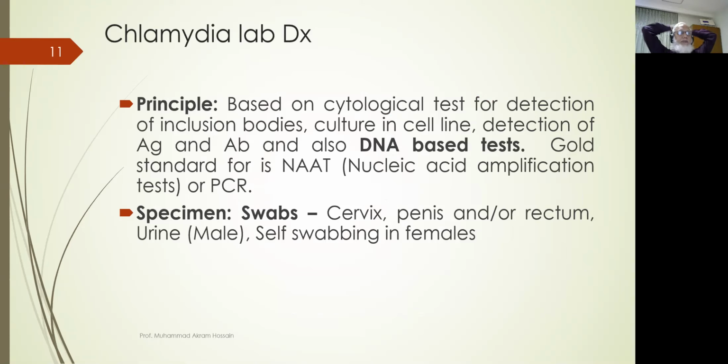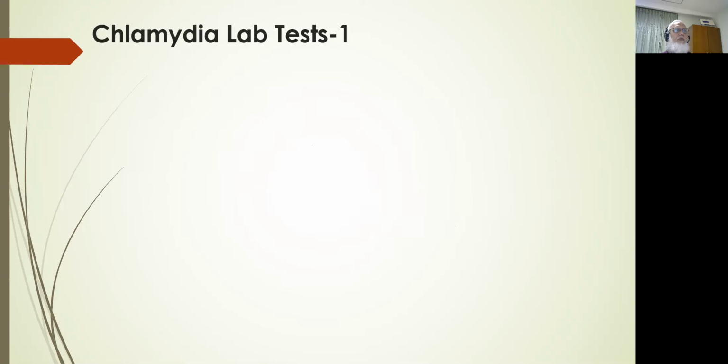Laboratory diagnosis of chlamydia. You know, chlamydia cannot be cultured in artificial media, and chlamydia is an intracellular organism which produces inclusion bodies. So diagnosis is based on cytological tests for detection of inclusion bodies, culture in cell lines, detection of antigen and antibody, and also DNA-based tests. The gold standard for chlamydial infection diagnosis is NAT, that is nucleic acid amplification test or PCR. Specimens are taken from the cervix, penis, or rectum, and urine in case of males, and self-swabbing can be done in case of females.